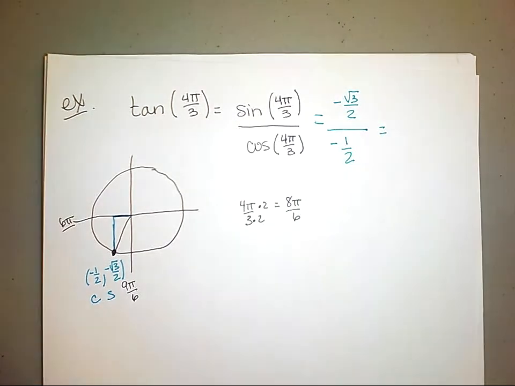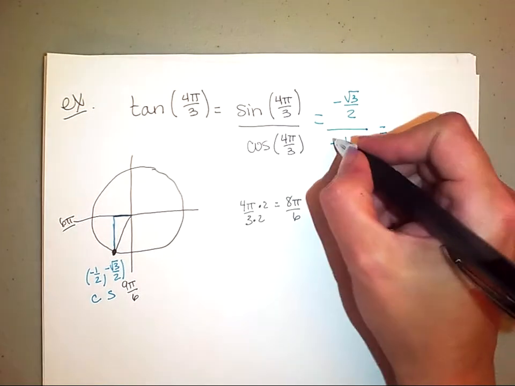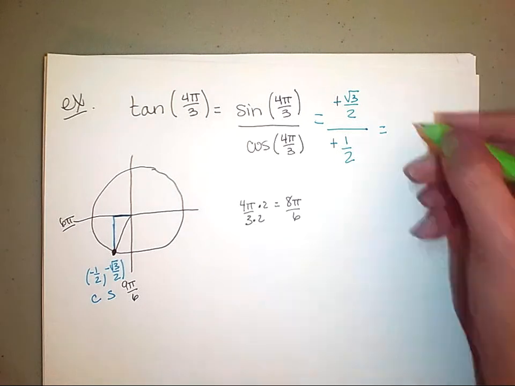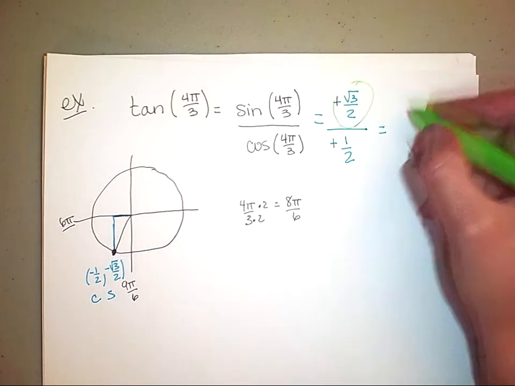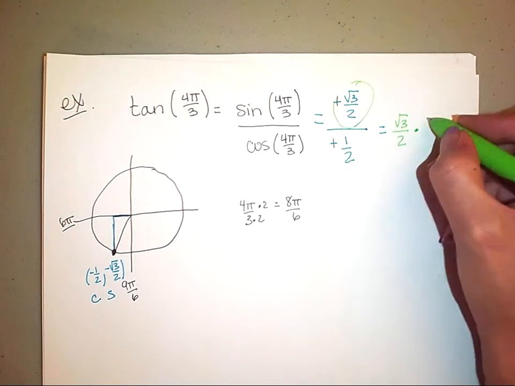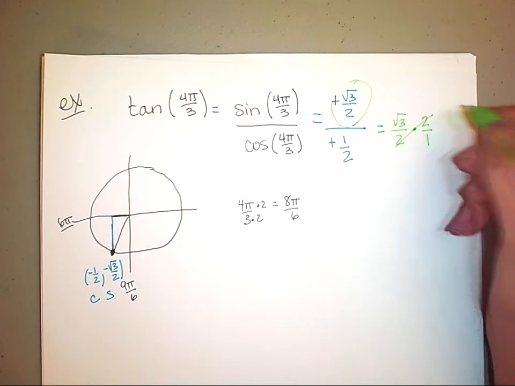And then we can just simplify. Okay. The negative and the negative become positive. And then we're dividing fractions, so to do that we'll invert and multiply. Then these will cancel, and we're left with the square root of 3.